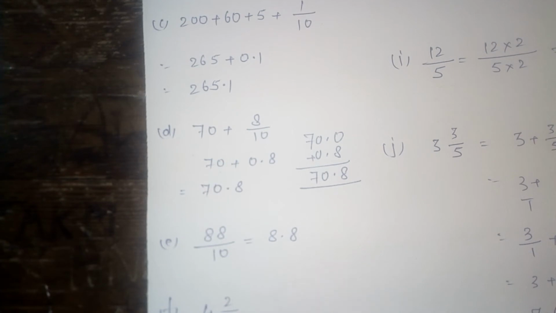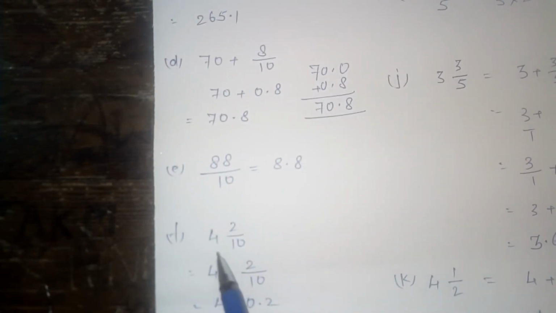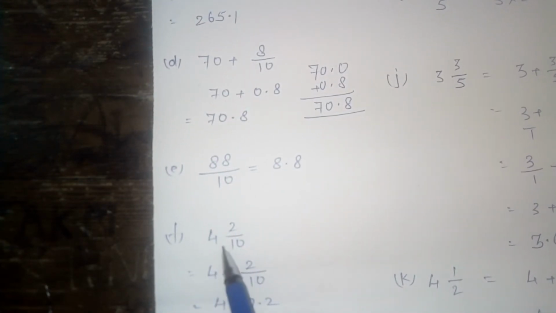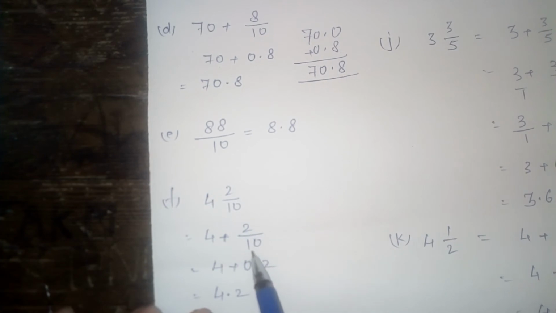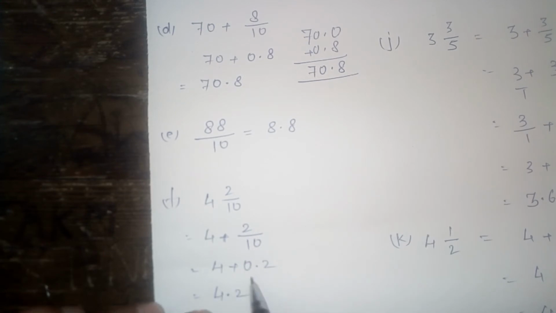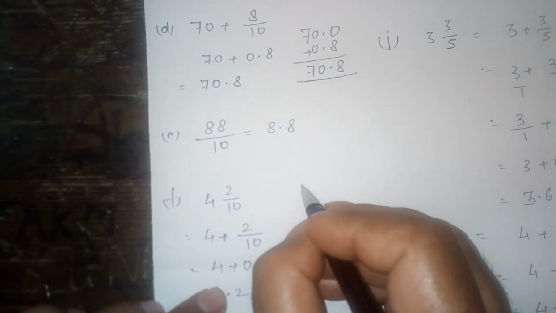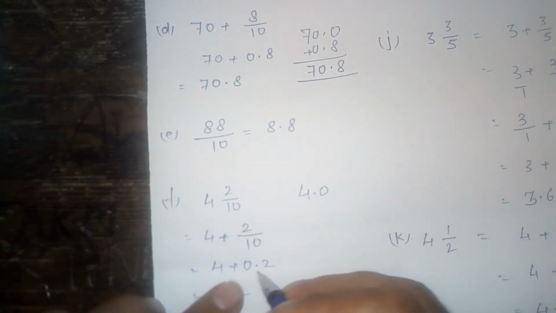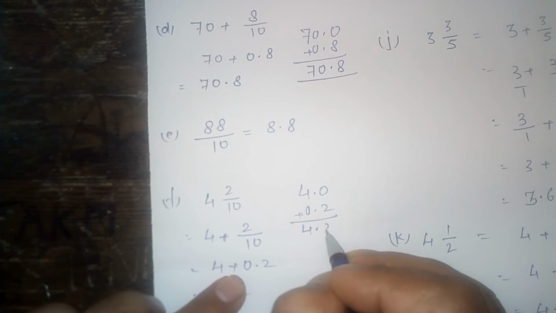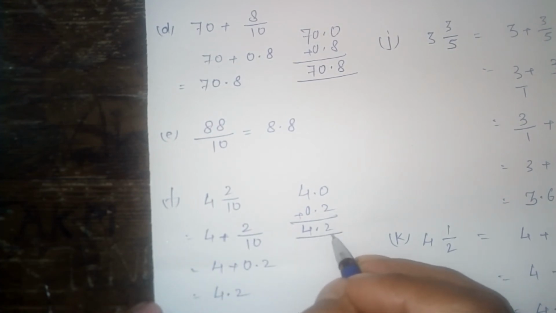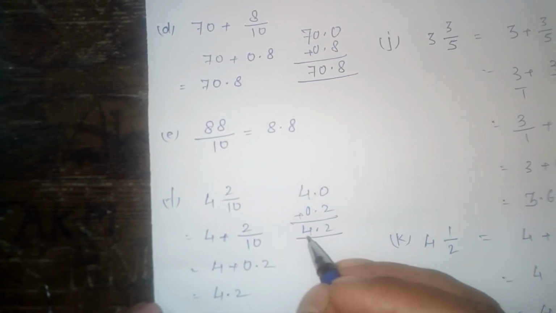Now question number F, 4 and 2 upon 10. 4 and 2 upon 10 we can write as 4 plus 2 upon 10, and 2 upon 10 means 0.2. After adding you will get 4.2. How will you add? This is 4. 4 we can write as 4.0, and adding 0.2 you will get 4.2. This is the required answer of the given question.